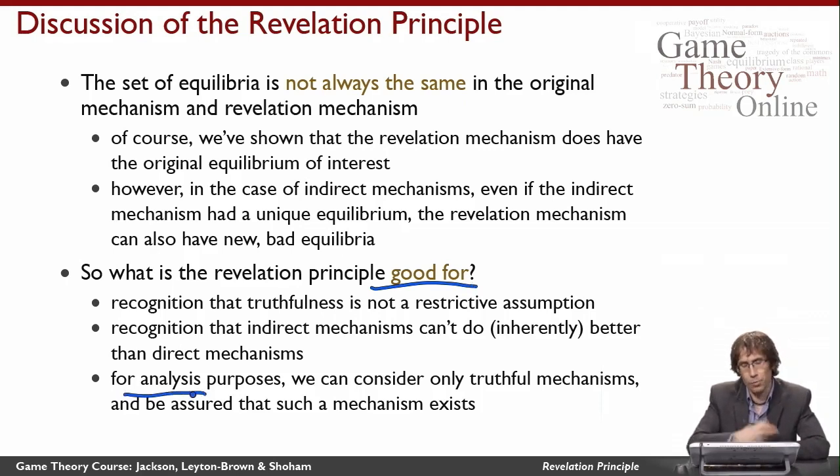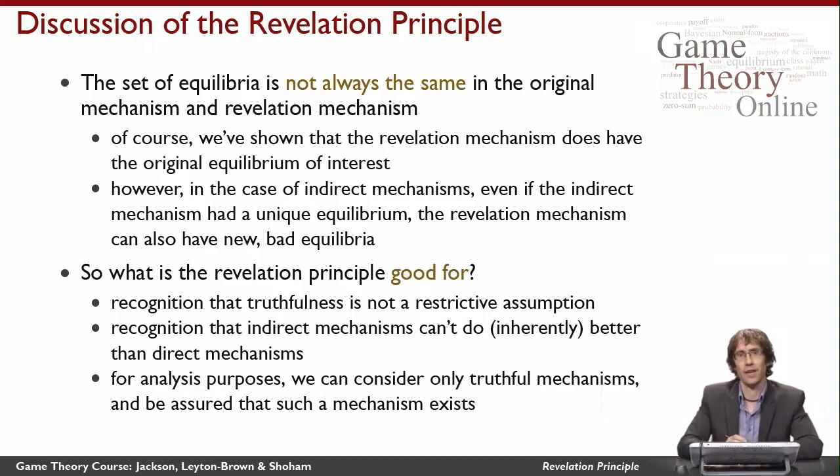So if I want to prove something about the space of all mechanisms, in principle, that might seem really hard to do because I would have to grind through every possible non-truthful indirect mechanism. It seems like a hard set to think about. So what the revelation principle tells me is that if I want to prove that no mechanism exists with certain properties, or that some given mechanism is the best one that exists with certain properties, it's enough to show that it's the best one among the set of truthful and direct mechanisms. And that's a much more manageable thing to do.